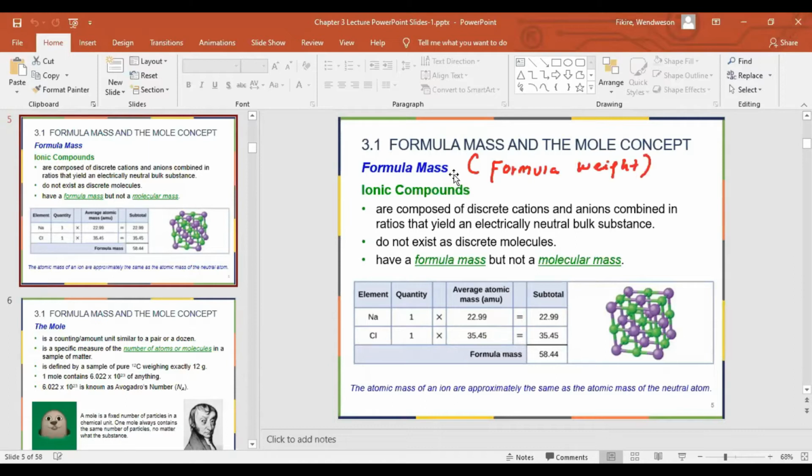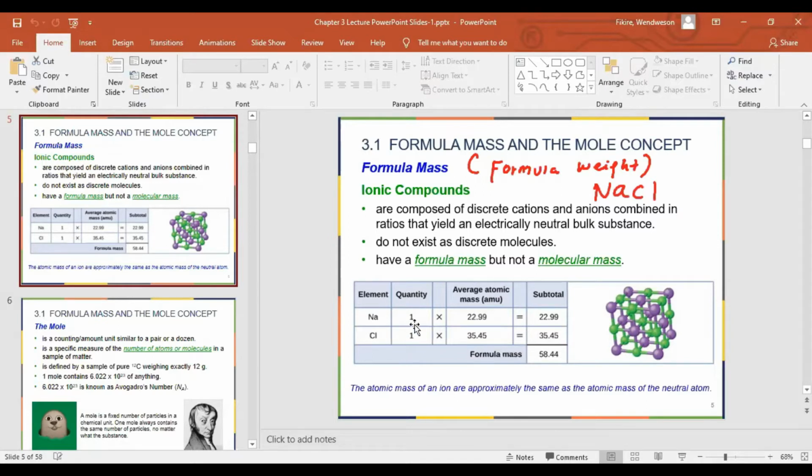So, first of all, we know what ionic compounds are. Ionic compounds are composed of discrete cations and anions, okay? Cations and anions are combined in ratios that yield an electrically neutral bulk substance. A good example of an ionic compound is none other than sodium chloride. So here we use sodium chloride, and we want to calculate the formula weight or formula mass of sodium chloride.